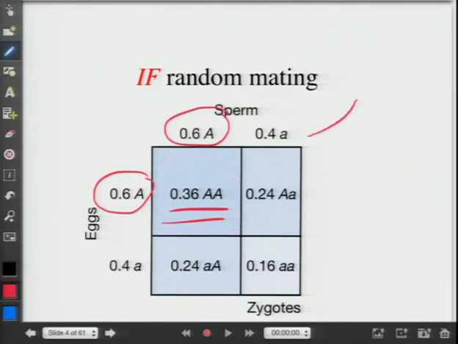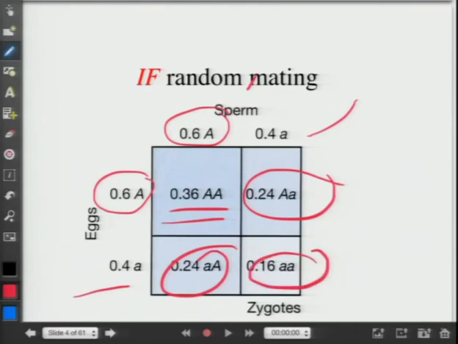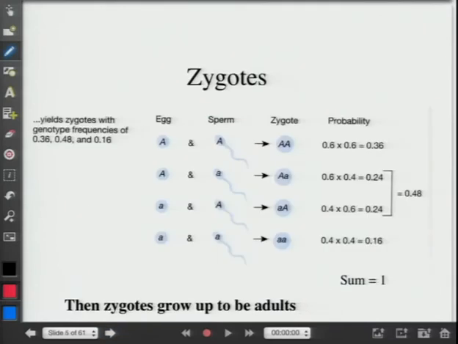40% little a sperm meet with big A eggs with random expectation. That would be 24% of the time, causing this kind of heterozygote. And big A sperm with little a egg, 24% of the time, causing that kind of heterozygote. 0.4 times 0.4 is 0.16. That's the expected frequency of the little a homozygotes. We're all good, right? Okay. So if there was random mating, these are the zygotes that you would get, and they're in proportion to the allele frequencies in that gene pool.